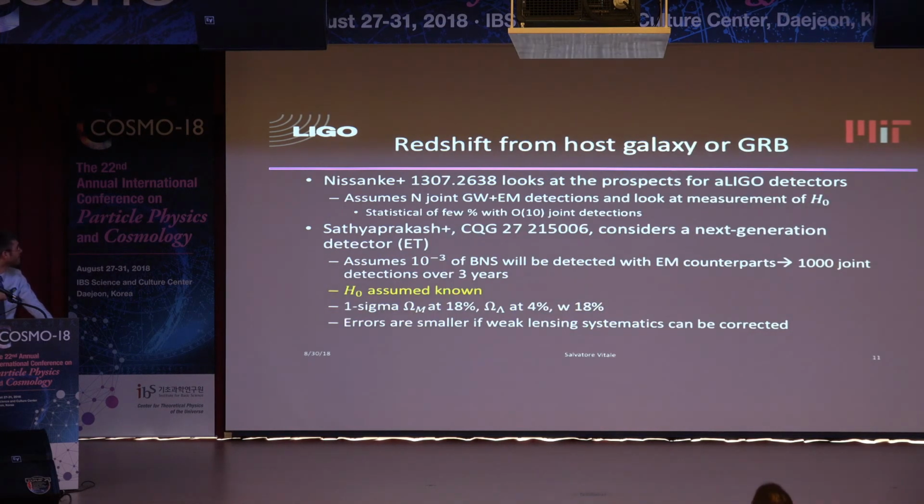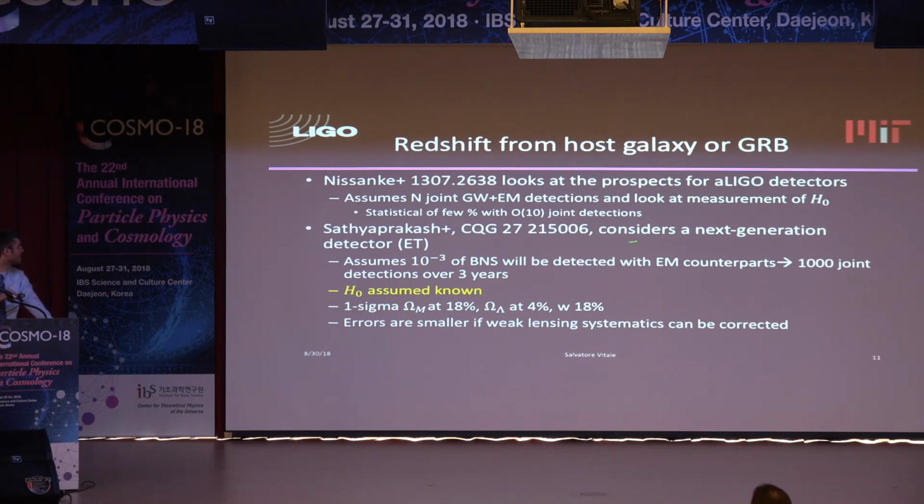All right, so before the detection, people had looked at the prospects of measuring the Hubble constant with the counterpart method, as early as 2013. And what people found back then, assuming n joint detections, is that you can measure H0 in a cumulative way, and the statistical uncertainty could be on the order of a few percent given 10-ish joint detections. But back then, this number seemed extremely optimistic because of the GRB beaming problem I told you before.